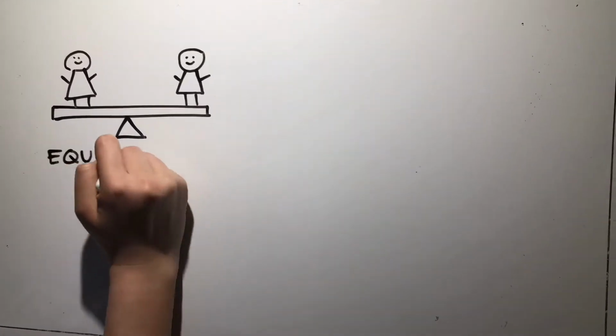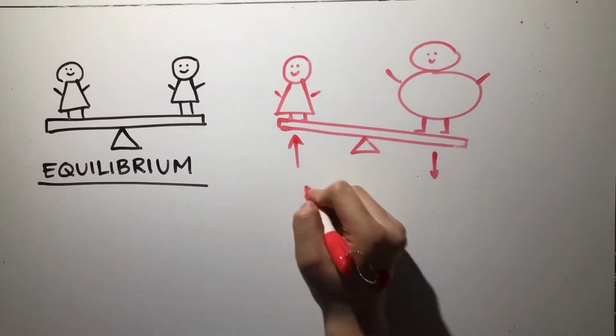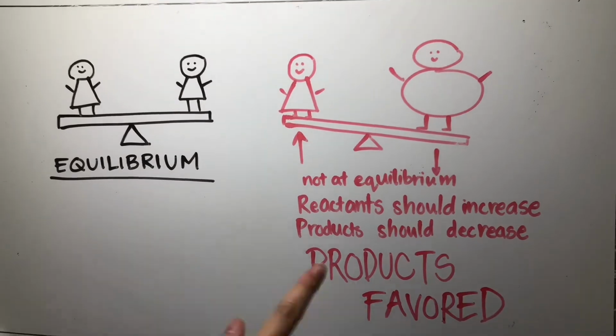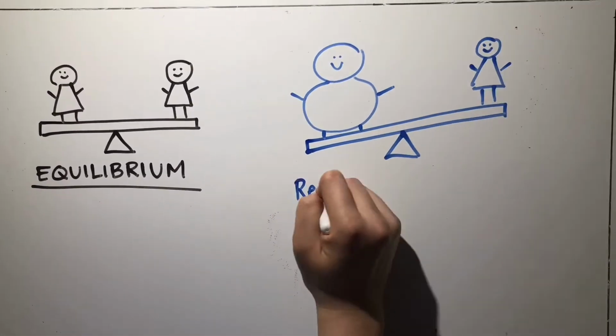To put this in terms of a real-life example, basically think of two kids on a seesaw. If you have a heavier kid sitting on one end, the seesaw will be lifted on the side that the lighter kid is sitting and go down on the side that the heavier kid is sitting, and vice versa.